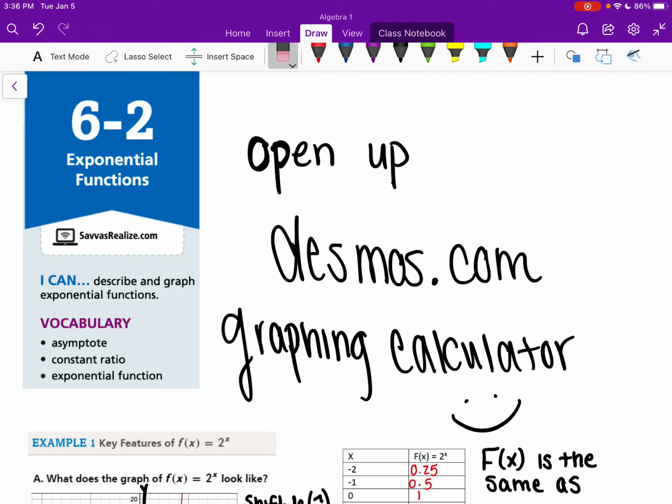6.2 introduces us to exponential functions, and it is one of the main ideas of Topic 6 and of Algebra 1. Your job in this section is to be able to describe and graph exponential functions. You will need the Desmos.com graphing calculator open, so go ahead, pause, open that, and let's get started.